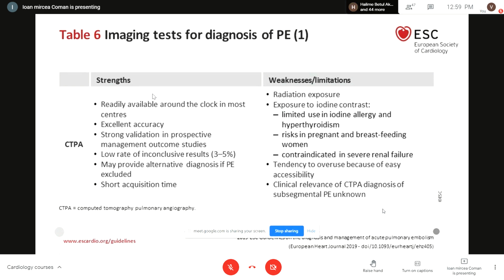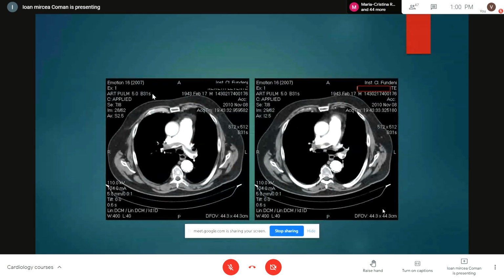But yes, of course, it means some radiation exposure, some iodine contrast exposure with allergies and so on and so forth, and contraindications for some conditions such as severe renal failure or pregnant women. But yes, generally it's the first approach for a good diagnosis.